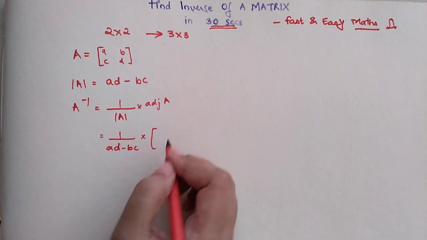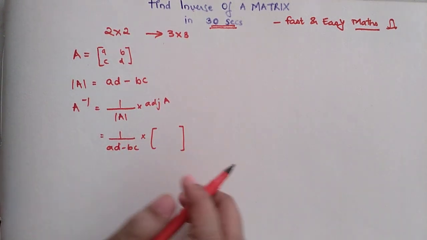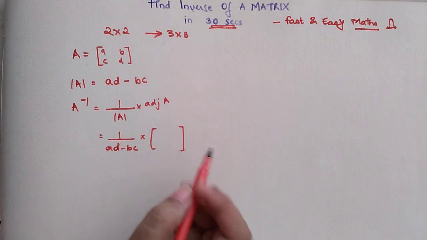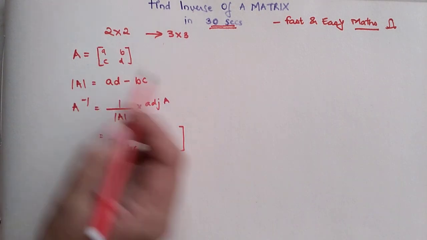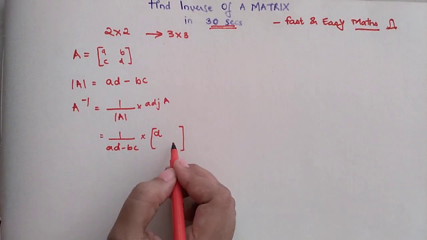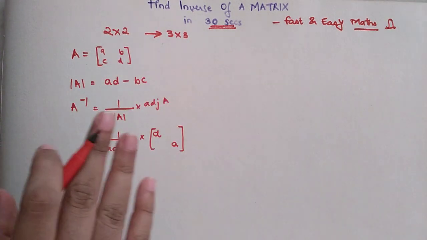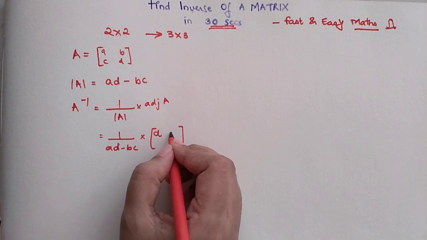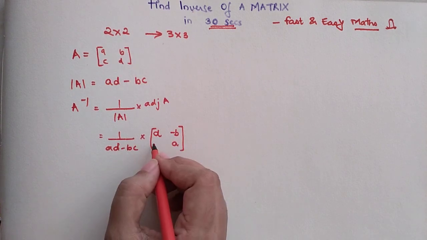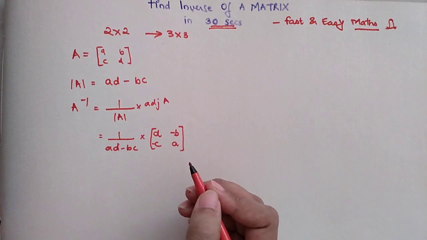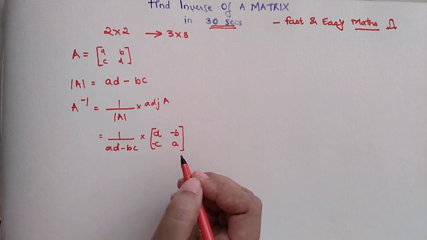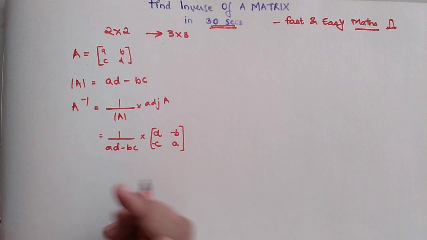into your adjoint matrix, which is actually very easy to find. Here in place of a you put d, so this becomes d, and in place of d you put a, and b and c remain at the same place, but their signs change. So b becomes minus b and c becomes minus c. So let's see what happens when you do this with a sum.